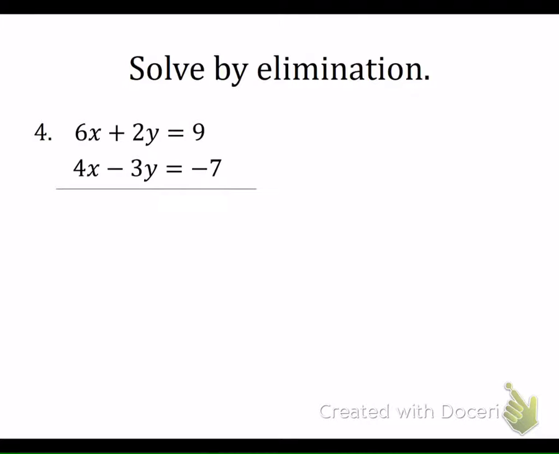What I'm going to do is go after the y's. What can I turn them both into? 6's. I'm going to turn this one into a positive 6 and this one into a negative 6. So I'm going to start by multiplying the entire top equation by 3. Then I'm going to multiply the entire second equation by 2. So when I rewrite these, I will have 18x plus 6y.